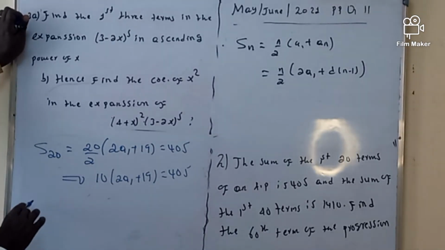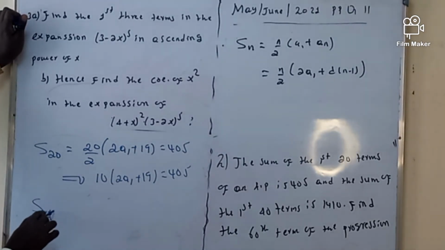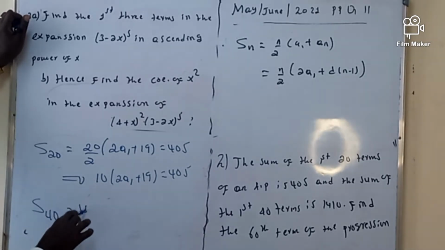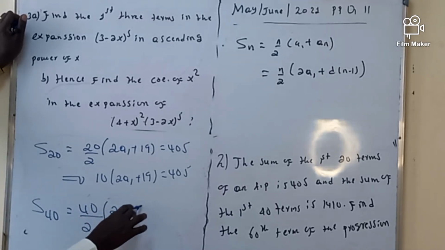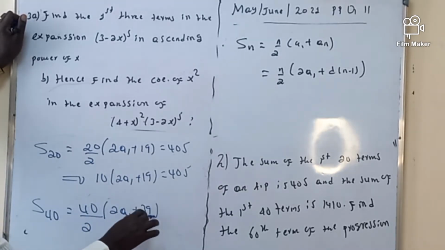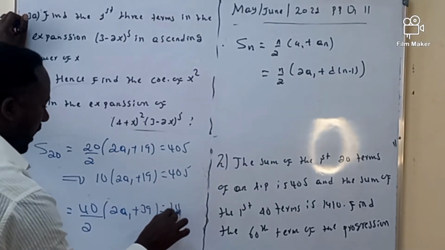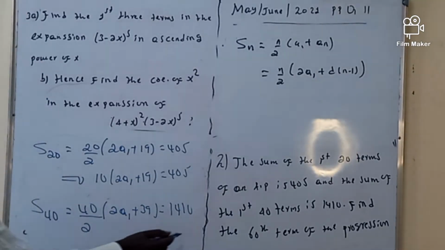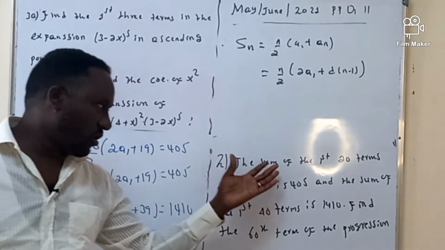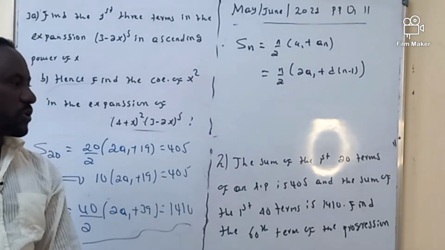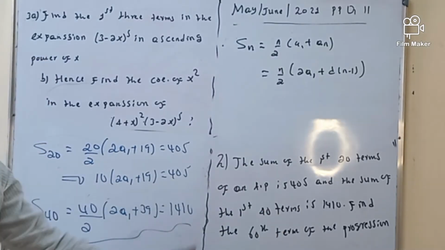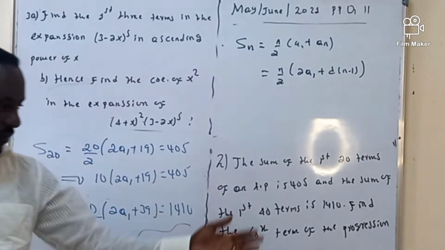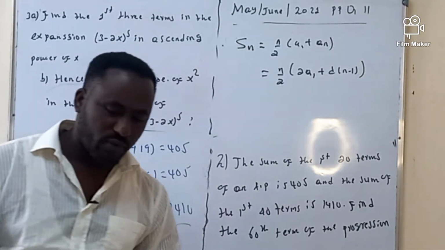And the second will be what? What's given? S40 is also given. This is 40 over 2 into (2a1 plus 39d), which is equal to 1410. This is the given information that you have. You know that the sum of the first 20 terms of an arithmetic progression is this, and the sum of the first 40 terms is this one. Find the 16th term for the sequence.